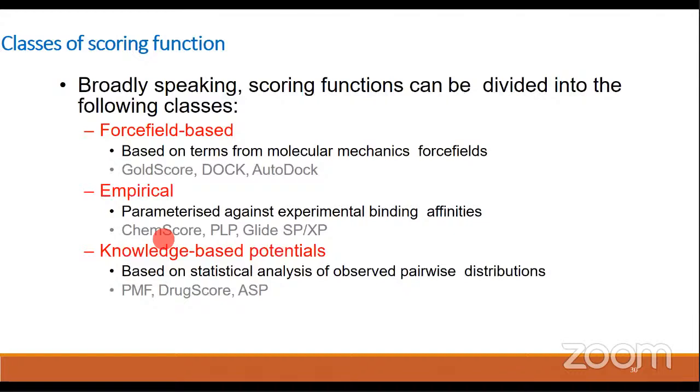Next, what are the various types of scoring functions we have? I'm not going in depth into this. We have force field based scoring functions, empirical scoring functions, and knowledge based scoring functions. Force field based, we have GoldScore and AutoDock. Empirical, like PLP, Glide, and ChemScore. These are the empirical scoring functions, and based on statistical analysis there are some knowledge based scoring functions.